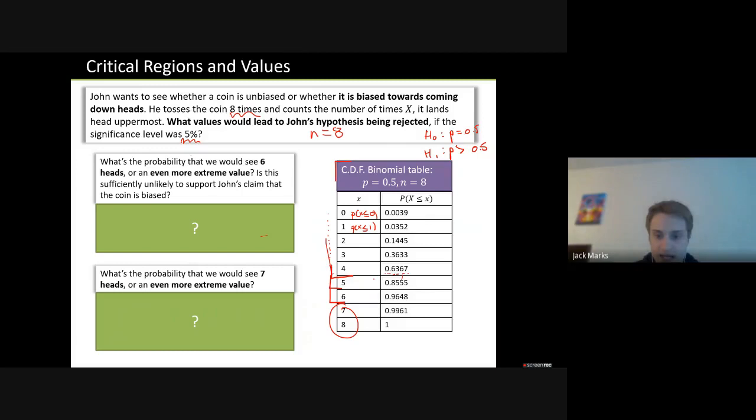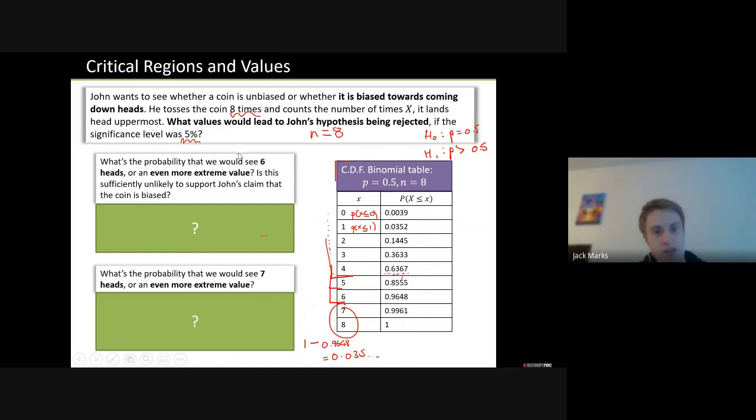If this is 96%, what's the probability of these? Well, it's 1 minus this number here, isn't it? Okay, so what's that going to be? 0.035, something like that. It's a very small number. Okay, it's certainly smaller than 10%.